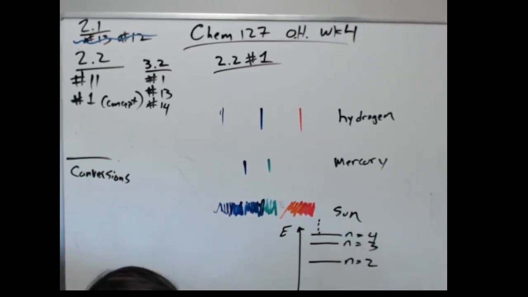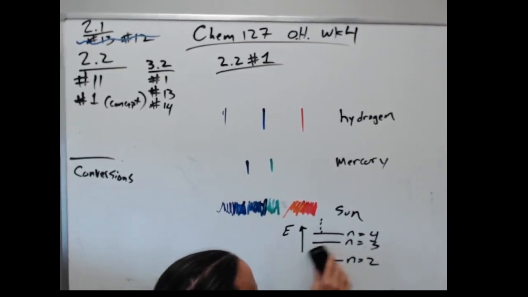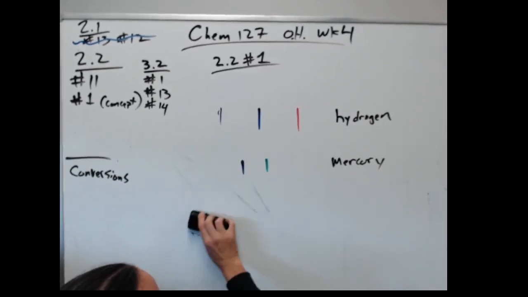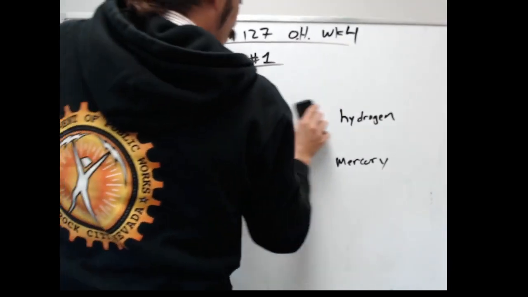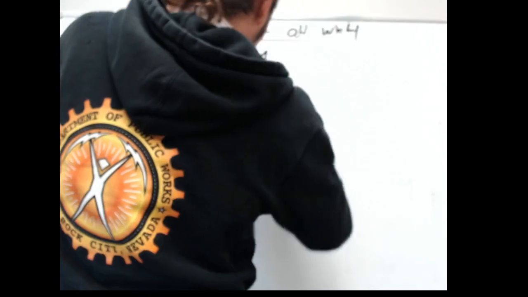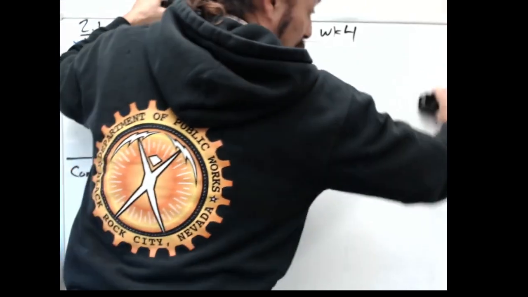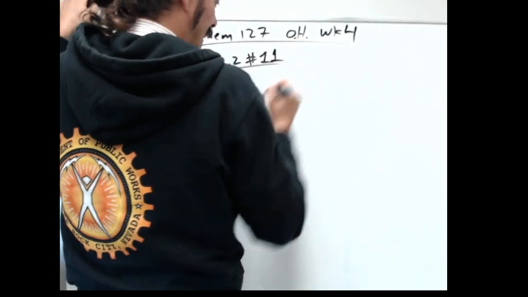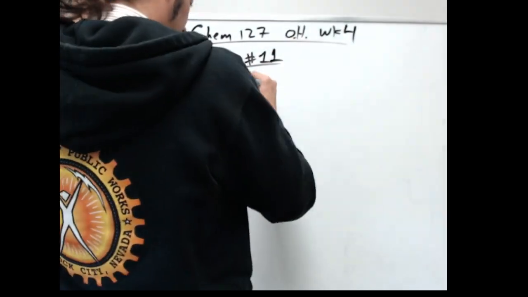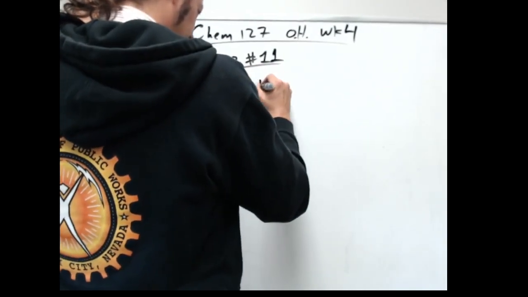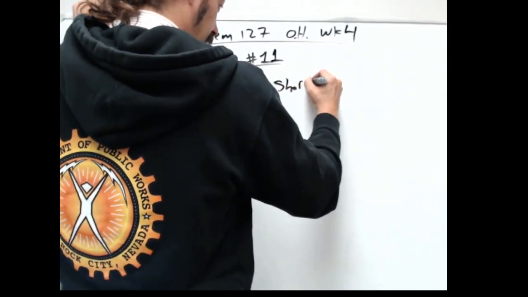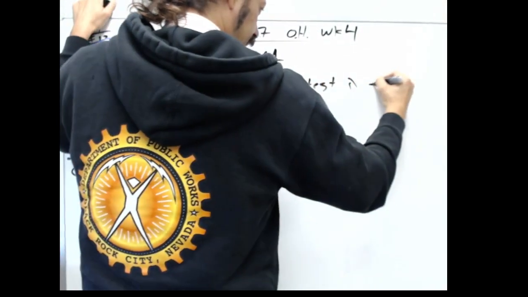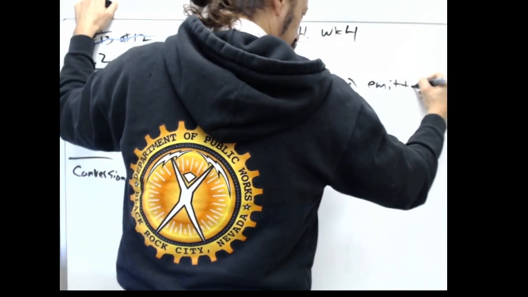Let me erase the board. Are we good on this one? Okay, so, quantization. Now, one of the consequences of quantization, or one of the ways that quantization was confirmed, rather, is the Rydberg equation. So we wanted to find the wavelength: the shortest wavelength emitted by an electron in a hydrogen atom undergoing a transition from the n equals 4 level.